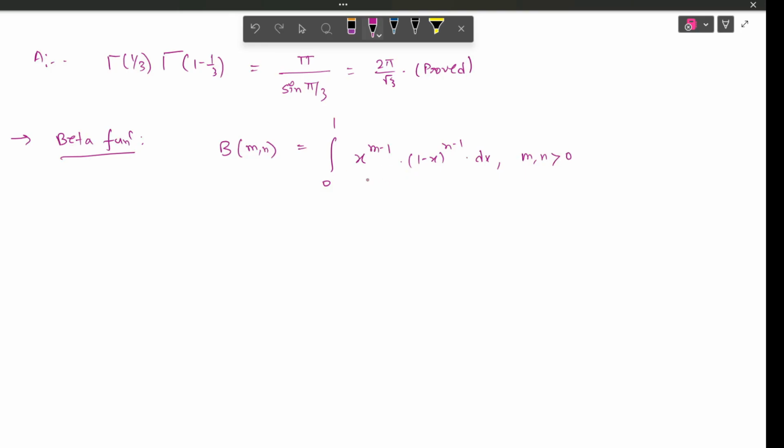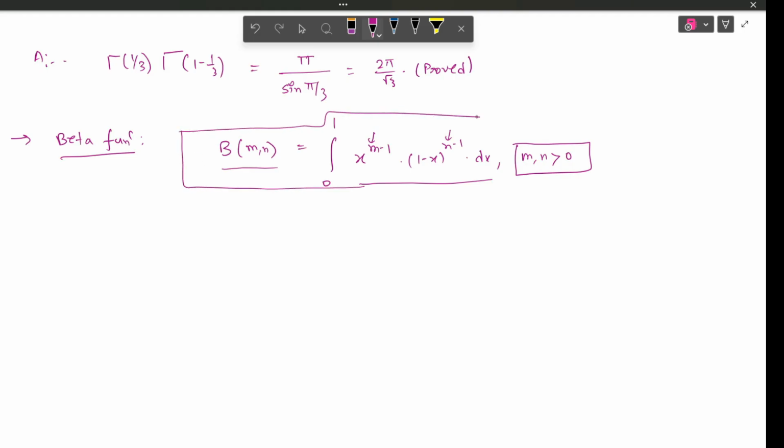Okay. So this improper integral is a function of n and m. And it is denoted by beta of m comma n. And remember here m and n should be greater than 0. This improper integral format is known as beta function.